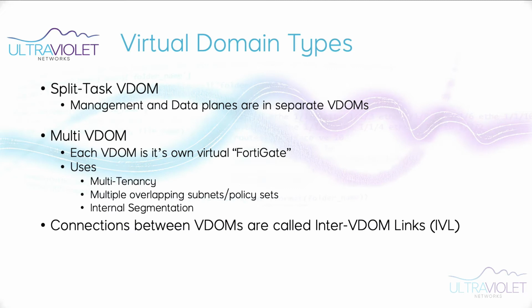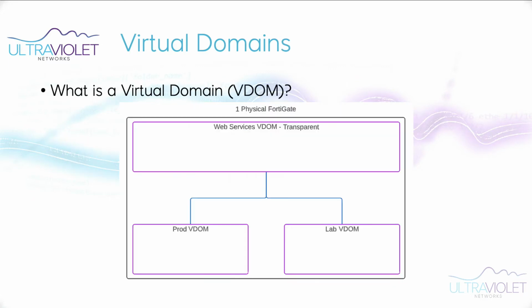So let's talk a little bit about virtual domain types. There's the split-task VDOM and a multi-VDOM mode. The split-task VDOM essentially separates the management and data planes from each other. So if you have an issue that takes out your data plane, it's not a big deal. You can still access the FortiGate and you can continue to manage it. Multi-VDOM is essentially what we're seeing in this picture here. So we have a transparent VDOM up here, a production VDOM down here, and a lab VDOM over there.